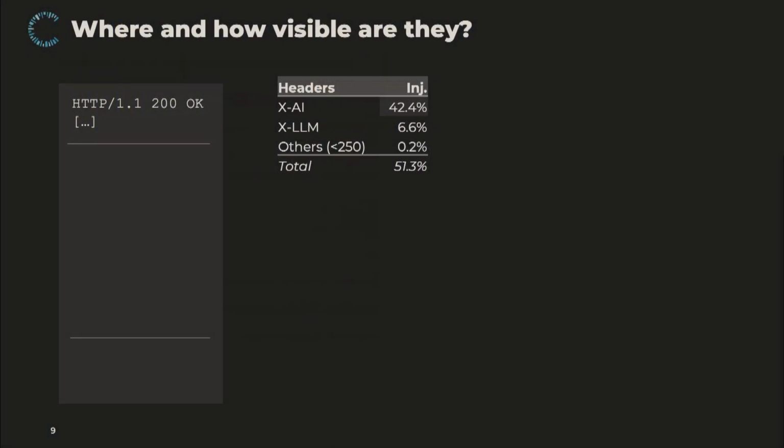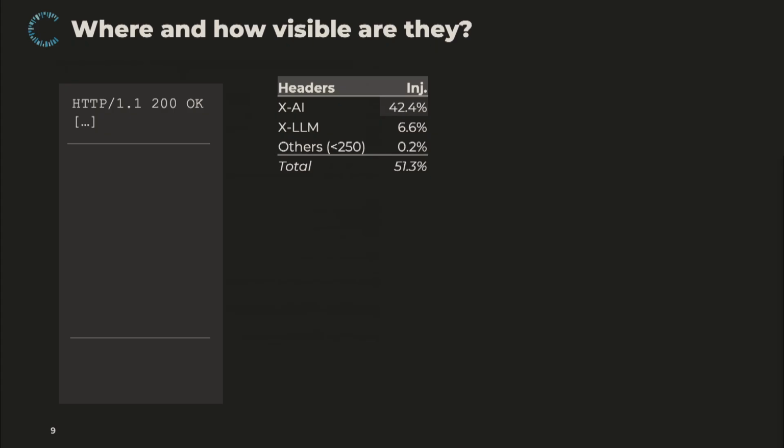a representation of an HTTP response. Here it is represented at a very high level. On top, we have the HTTP response line and headers, and in the lower part, we have the actual body of the response. Now, the largest category of prompts that we identified are located in HTTP headers.